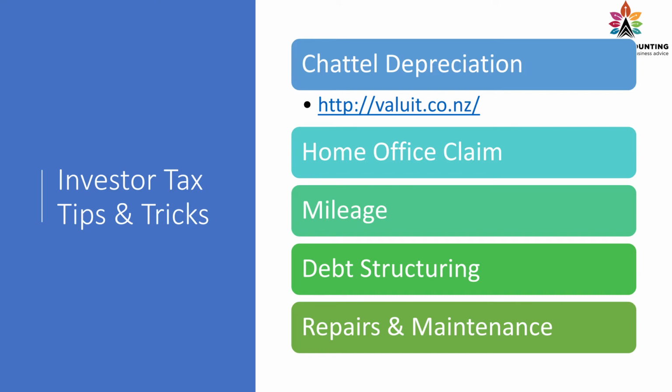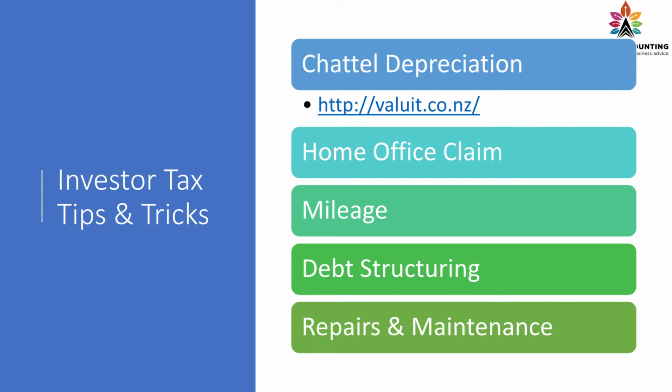As is mileage. So if you're having to travel to your properties to check on them, maintenance, whatever it might be, then that travel to and from the property is tax deductible. You need to keep a logbook of your kilometres that you travelled, and an odometer reading at the start and the end of the year, and you'll be able to make that claim. Now, that claim fluctuates year to year, but it's around about 80 cents per kilometre.